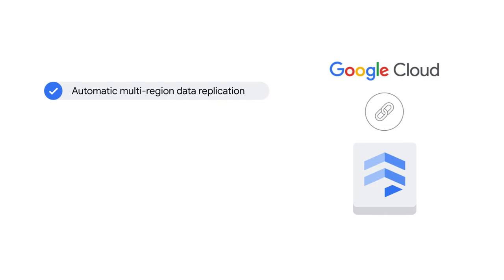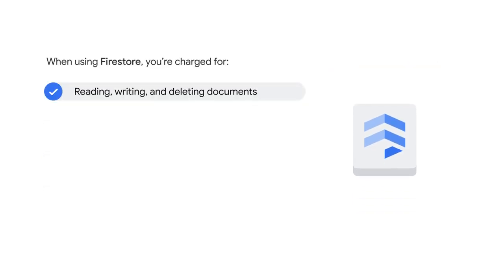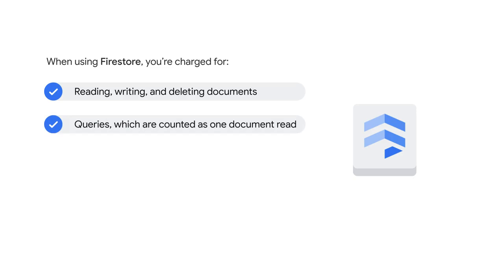Firestore leverages Google Cloud's powerful infrastructure, automatic multi-region data replication, strong consistency guarantees, atomic batch operations, and real transaction support. From a pricing perspective, you're charged for each document read, write, and delete that you perform with Firestore. Queries are also charged at the rate of one document read per query, whether the query returns data or not.